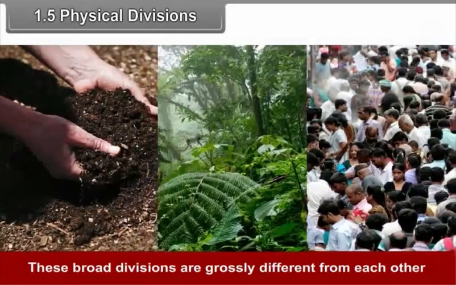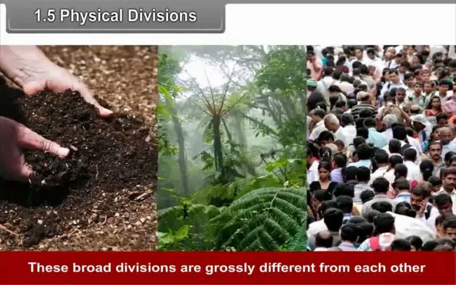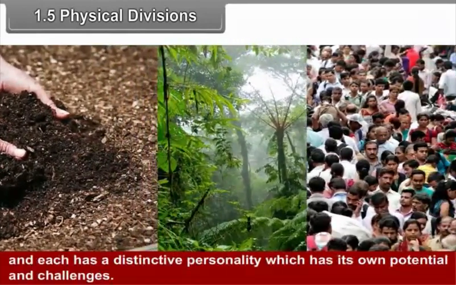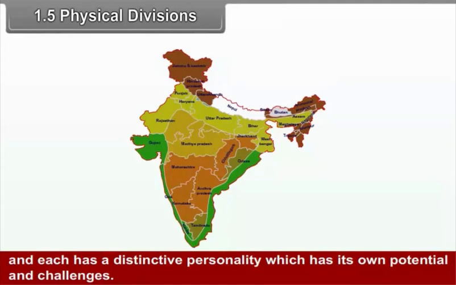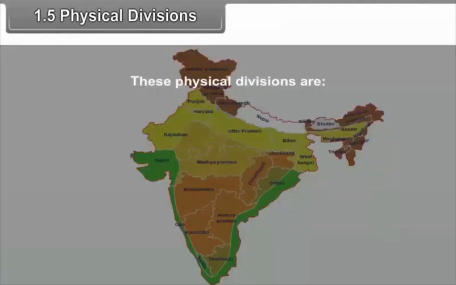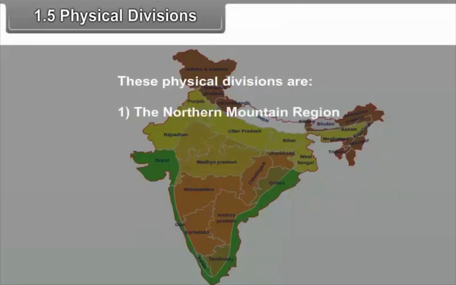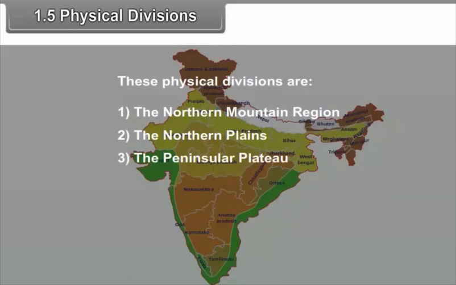These broad divisions are grossly different from each other and each has a distinctive personality which has its own potentials and challenges. These physical divisions are: 1. The Northern Mountain Region, 2. The Northern Plains, 3. The Peninsular Plateau, 4. The Coastal Plains, 5. The Islands.